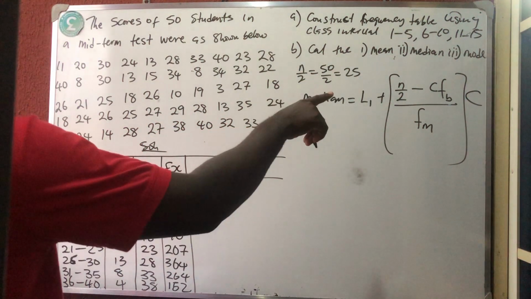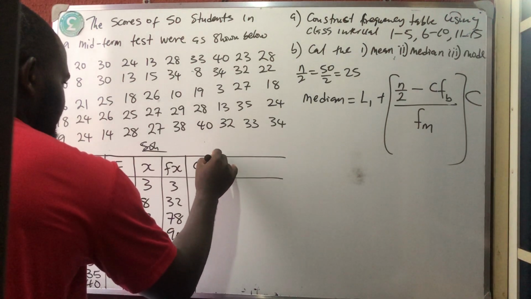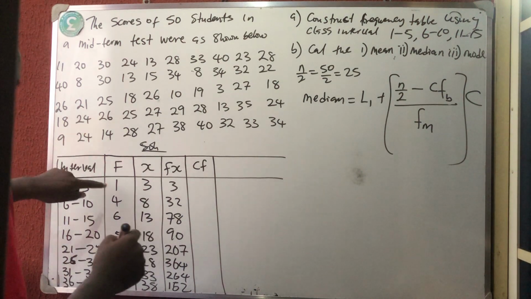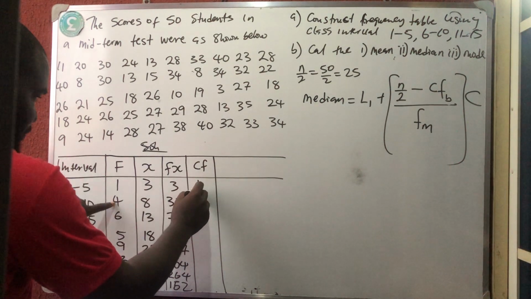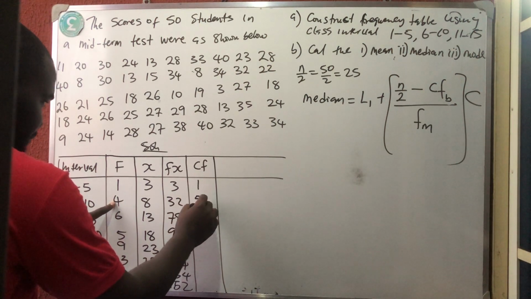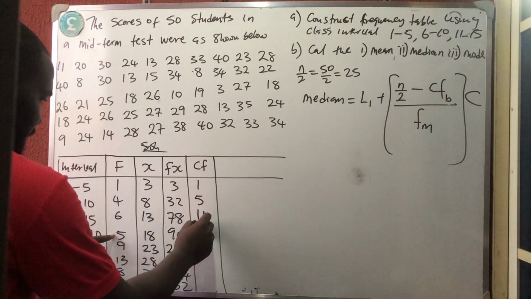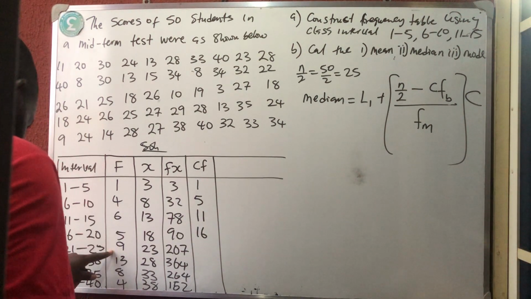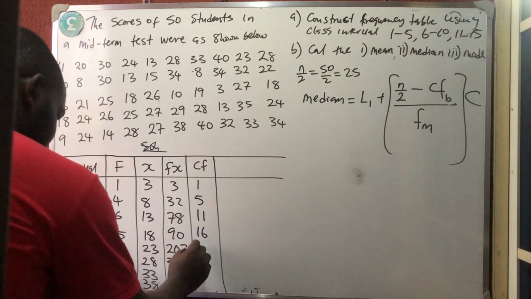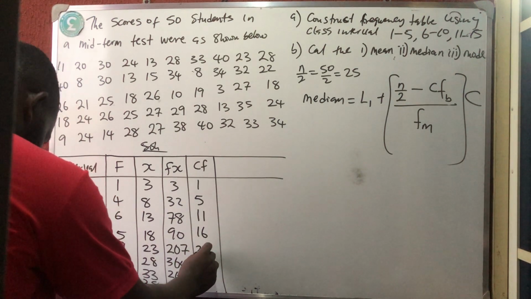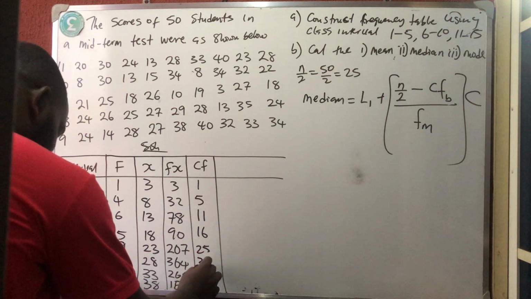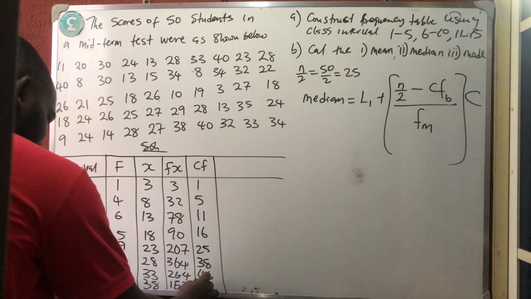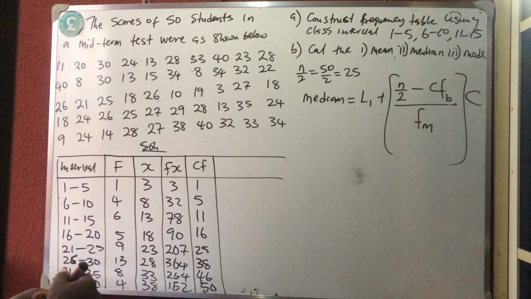What we need now is cumulative frequency. Cumulative frequency simply means keep adding, starting from 0. 0 plus 1 is 1. 1 plus 4 is 5. 5 plus 6 is 11. 11 plus 5 is 16. 16 plus 9 is 25. 25 plus 13 is 38. 38 plus 8 is 46. 46 plus 4 is 50. That is my cumulative frequency.